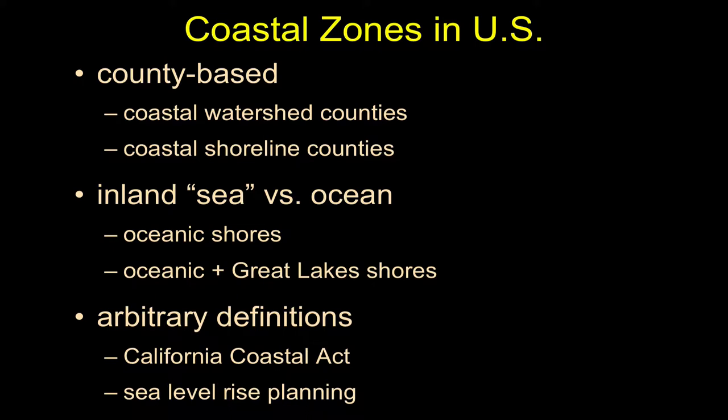So the county-based stuff, you'll hear two common things. One would be a coastal watershed county. This would be a county that is wholly within or partly within a watershed that drains immediately to the coast. And then we could talk about coastal shoreline counties. These would be counties that only touch the water. So again, like we said, the directly affected and the less intense area of the coastal zone. For most of our talking, if we talk about California, this next one doesn't really matter too much for us.